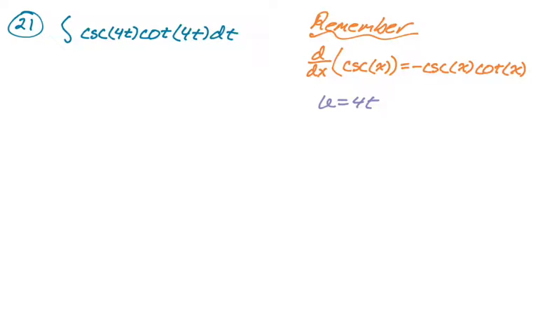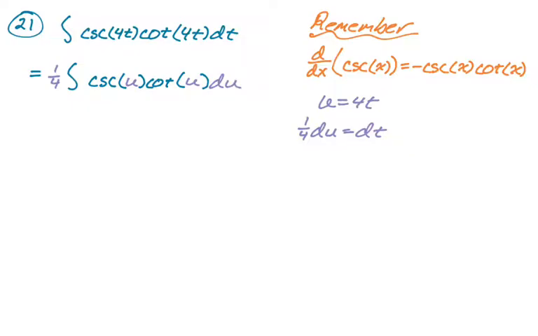So I'm going to let u equal 4t. So 1/4 du is dt, and we're going to go for it. So we're going to make our substitutions. 1/4 integral of cosecant of u, cotangent of u, du.